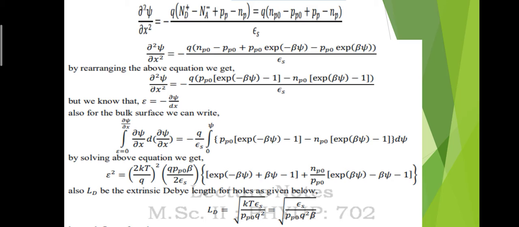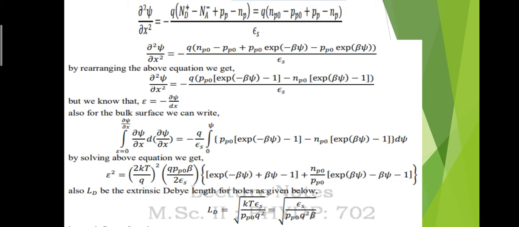Here we have the potential, that is psi, which is a function of x. So here we can write epsilon is equal to minus ∂psi/∂x. Also for the bulk surface, if we have the semiconductor surface and which is the bulk surface, then we need to take the integration.